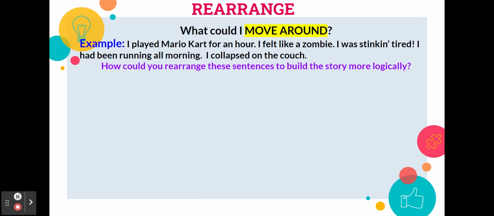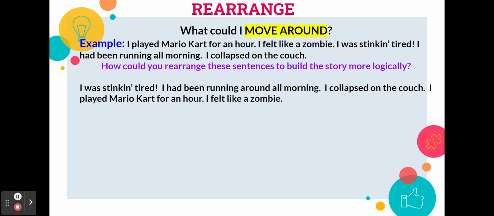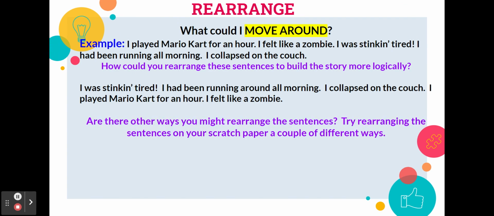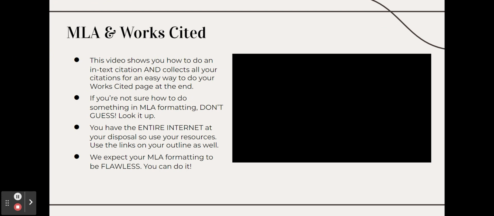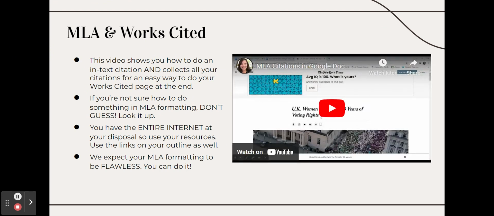Which of these things probably happened first, right? First, you're saying the beginning of your sentence, like what's happening. I was tired. I've been running around all morning. So I collapsed on the couch. Then I played Mario Kart, and then I felt like a zombie. So think about how you can change things.